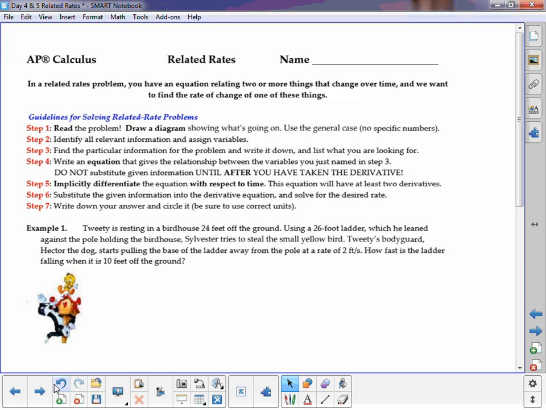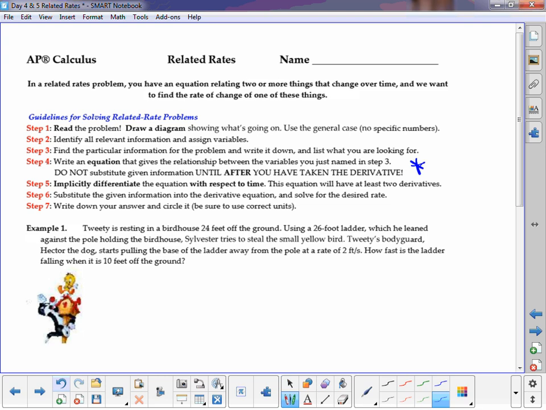Alright, so we're going to write an equation that gives the relationship between the variables. So, for example, with Tweety Bird and the birdhouse, we have two sides of a triangle that are changing. So probably the Pythagorean theorem would be a helpful formula for us to use. So we're going to want to come up with an equation that relates the variables that we're dealing with. And notice it says, do not substitute given information until after you have taken the derivative. I want you to put a note next to this.